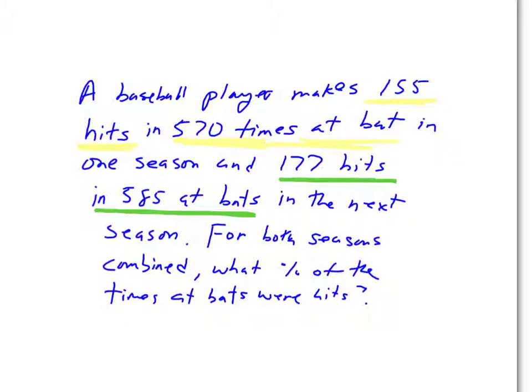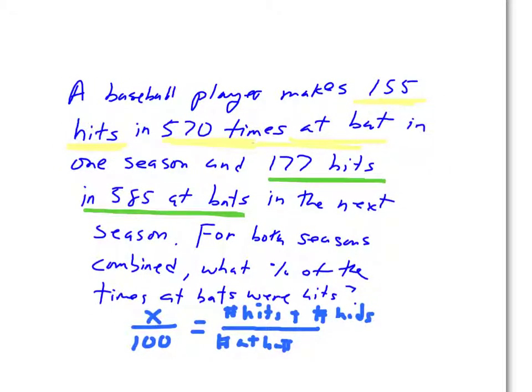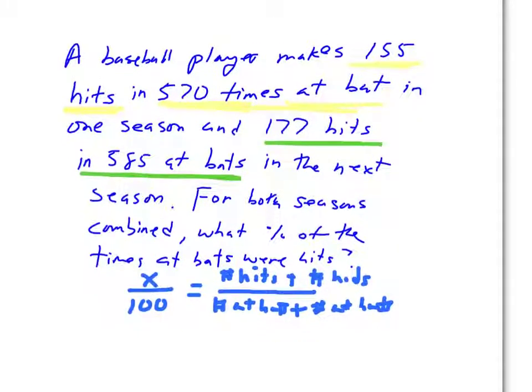So for both seasons combined, what percent of the times at bat were hits? Okay, so we're combining both seasons in this problem. We see what percent. That just means x over 100. Now, what we're going to do on the other side is combine. We're going to have number of hits for one season plus number of hits for the next season. And we're going to have number of at-bats for one season plus the number of at-bats for the second season.